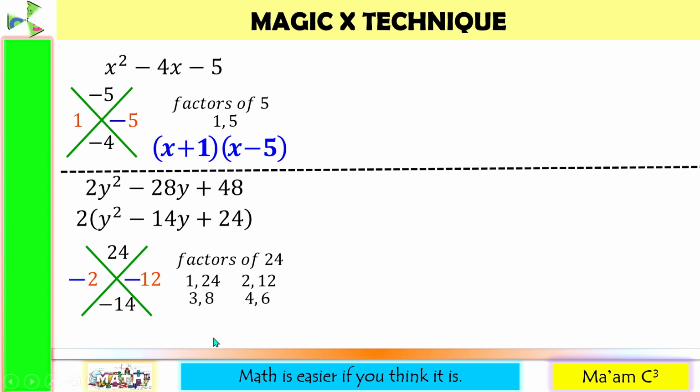Let us write the factors. Do not forget we have a GCF here. The square root of y squared is y, so we have y here and another y here.